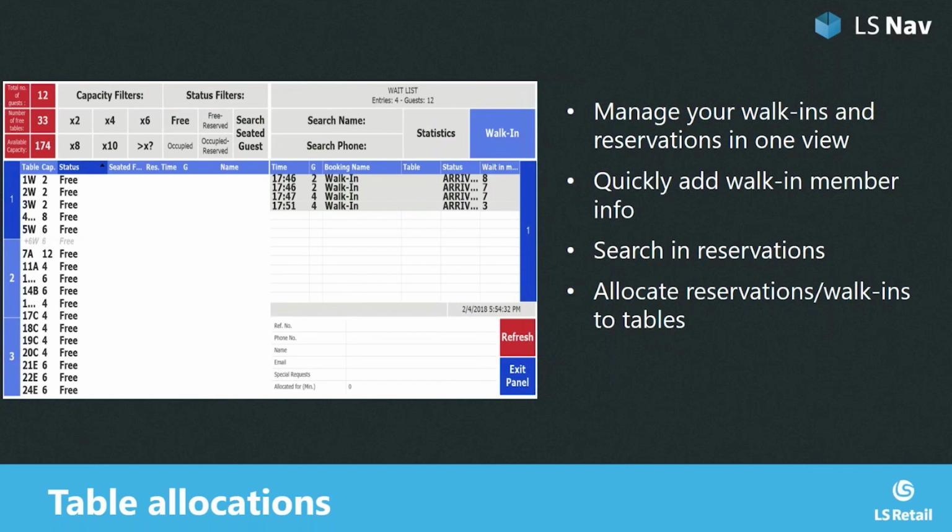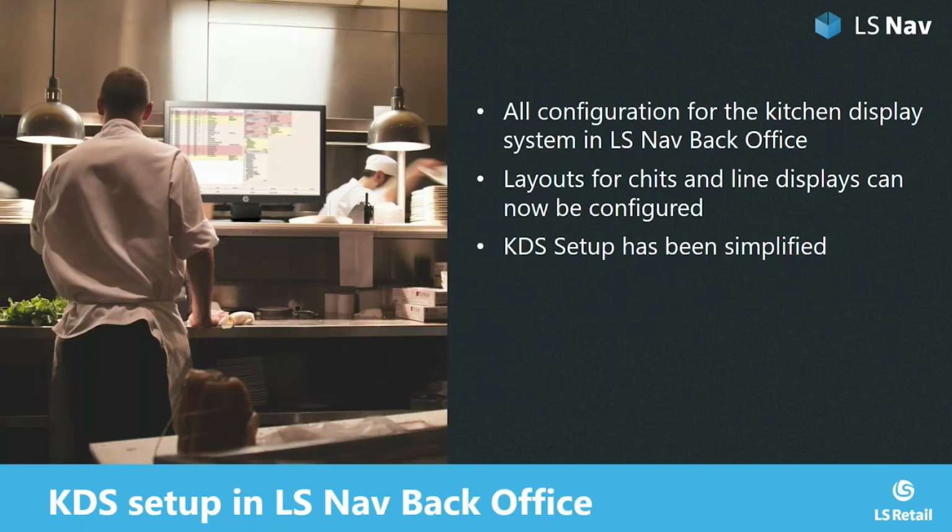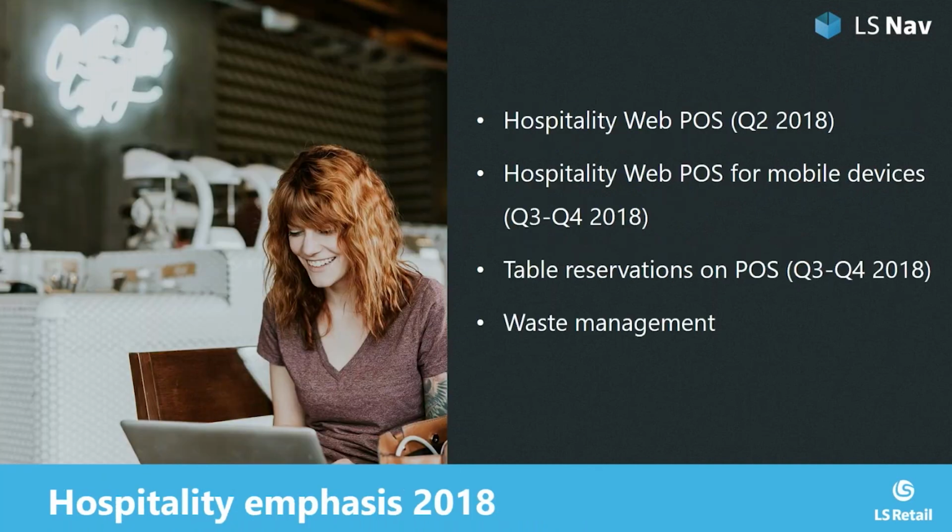Introducing table allocation. Manage your walk-ins and reservations in one view. Quickly add walk-in members' info. Search in reservations and allocate reservations and walk-ins to tables. We have moved all the configuration and setup of KDS, or Kitchen Display System, into LS Nav to simplify the setup and configuration. We are currently working on integrating hospitality functionality into the web POS. We intend to go even further by improving hospitality functionality for mobile devices. We're going to be working on table reservation and adding functionality and improvement to waste management.